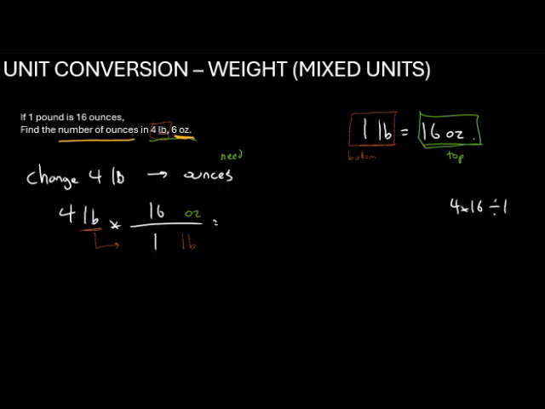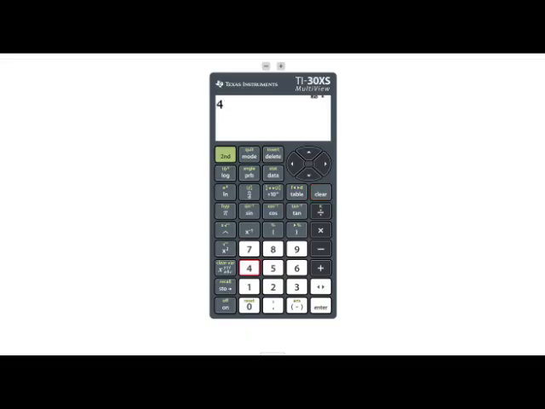We'll go to the calculator and operate. We'll enter 4 and multiply by 16. We can also enter dividing by 1, but that won't change our answer, so I'll actually stop with 4 times 16. This gives us 64.